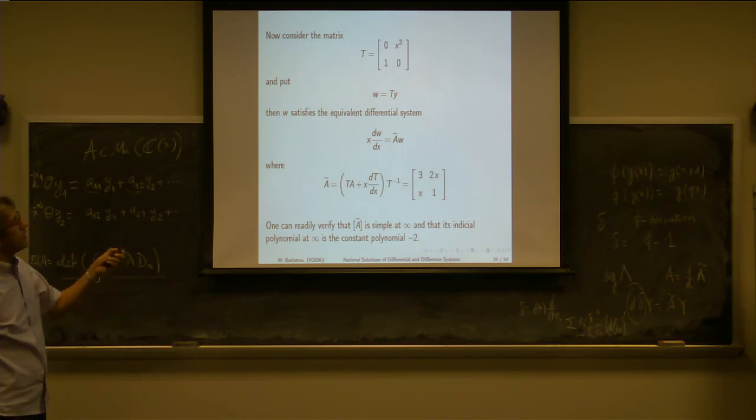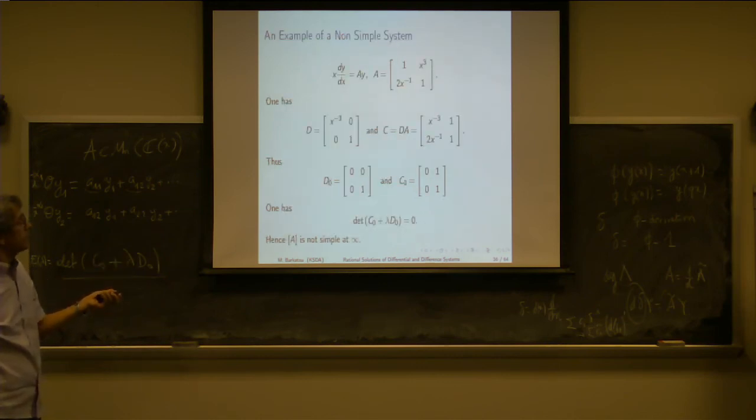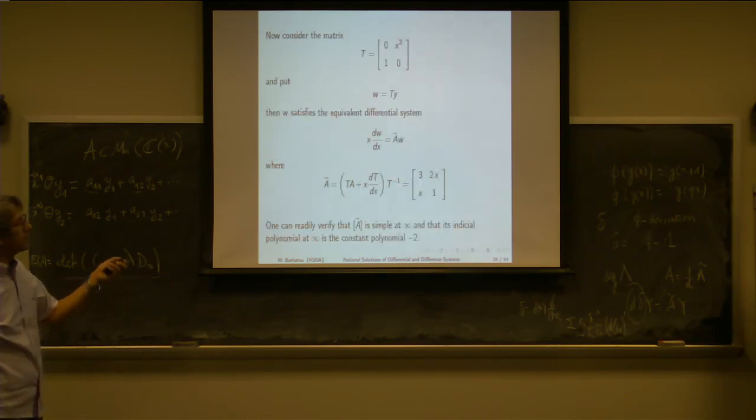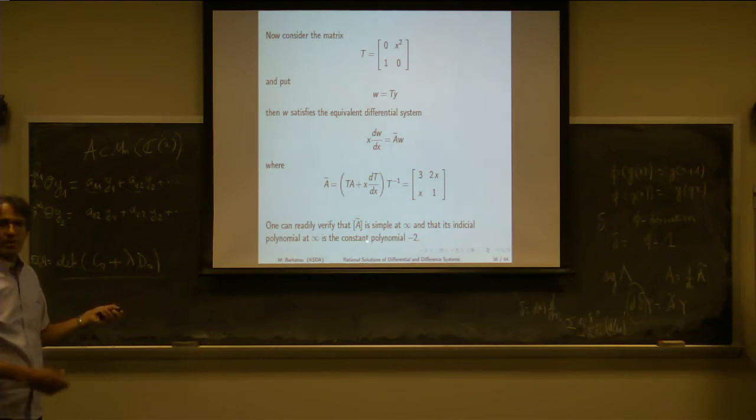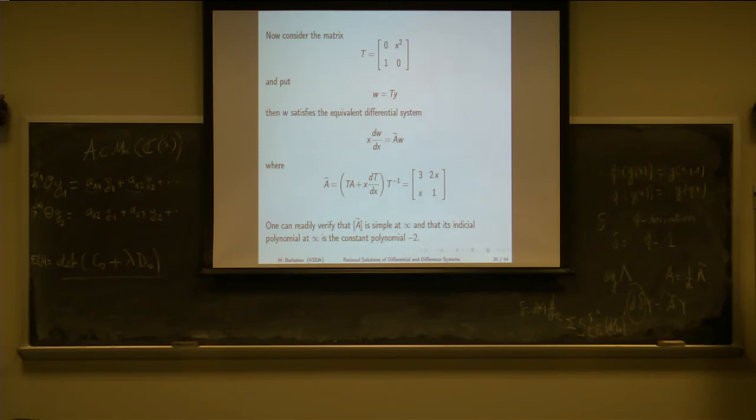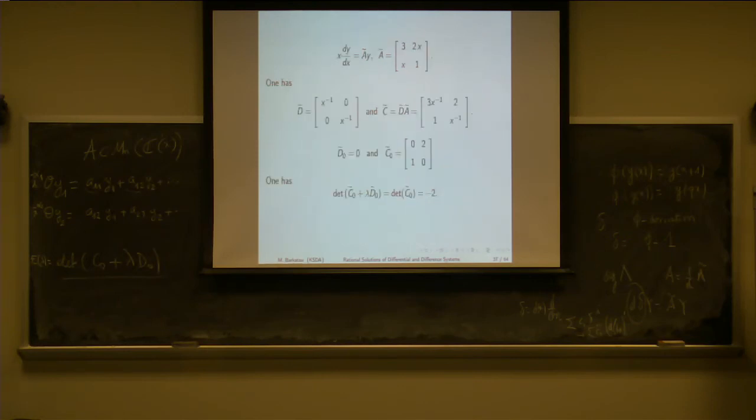So this system can be transformed to a simple system, and in this case, the initial equation associated with the simple system is just the polynomial minus 2, and this means that there is no local solution, so there is no polynomial solution.